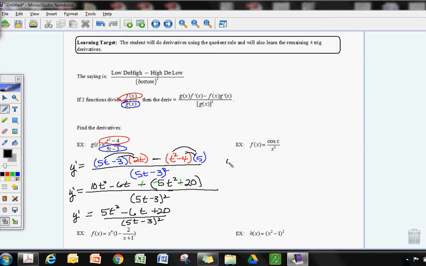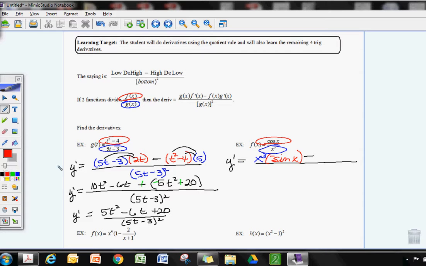So we're going to do the same thing here. Y prime equals, going to set that up. Again, blue is for the bottom, red is for the top. So when it starts as low, that's going to be my x cubed. D high, derivative of cosine is negative sine of x. Low D high minus.